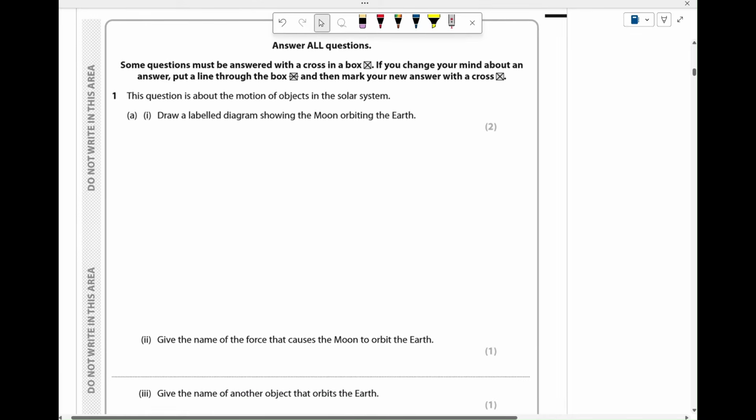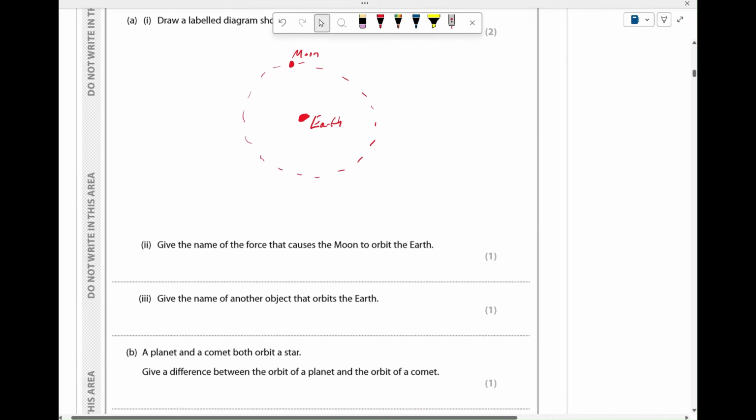Okay, so question 1, we're asked to show a diagram of the moon orbiting the Earth. I would draw the Earth as a point like this, and the moon orbits in a circle around the Earth, something like this. There's one mark for drawing it as a circle, one mark for drawing the Earth at the centre of the circle.